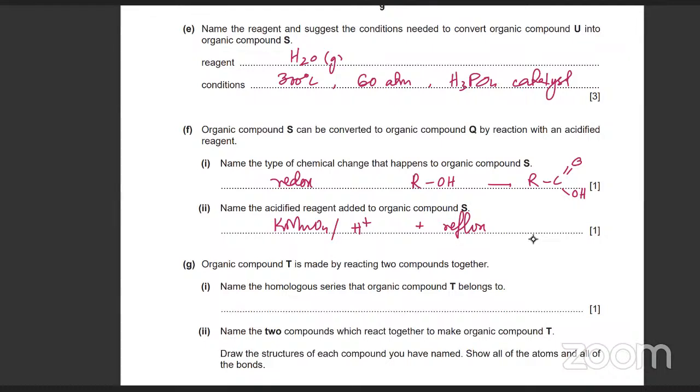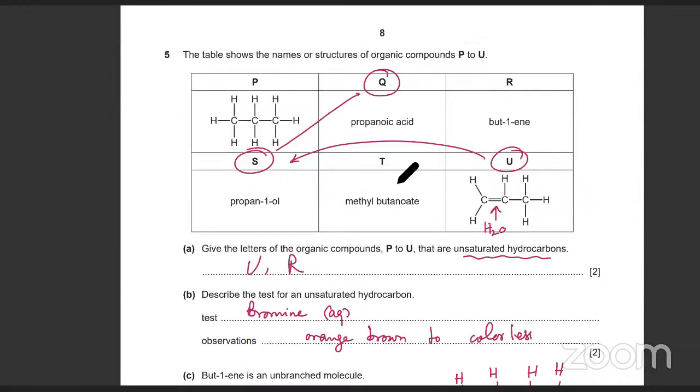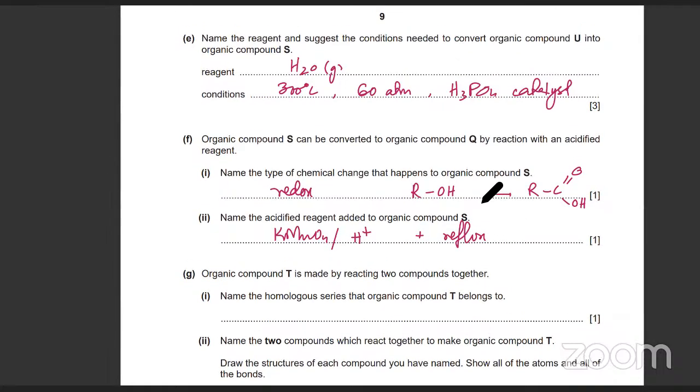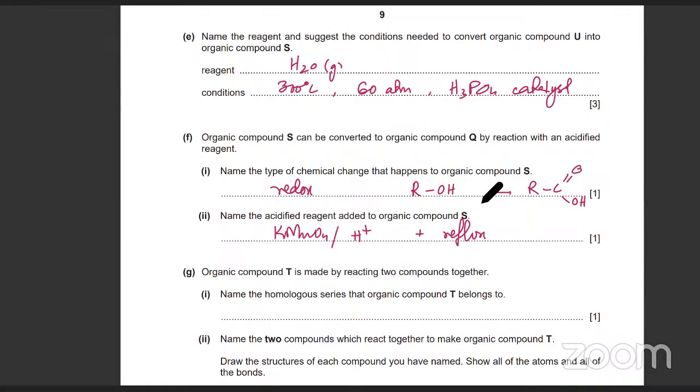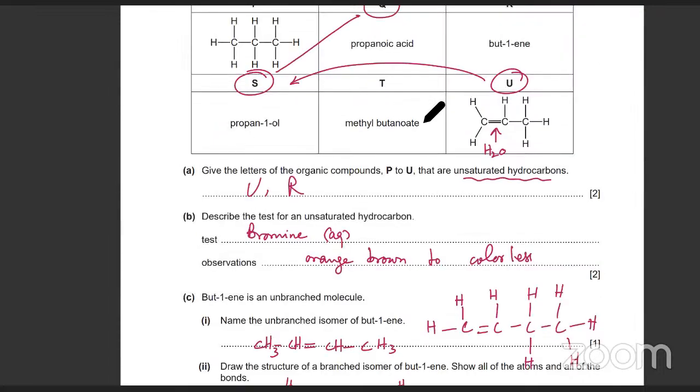अच्छा, T कौन सी homologous series में? After the H plus, reflux. Although तो खैर he just wanted to name the reagent, right? It was just KMnO4. Reflux is the condition that you ऊपर condenser लगा देते हैं ना, so that nothing evaporates. Okay. So name the homologous series that organic compound T belongs to. ये कौन सा है? What is methyl butanoate?